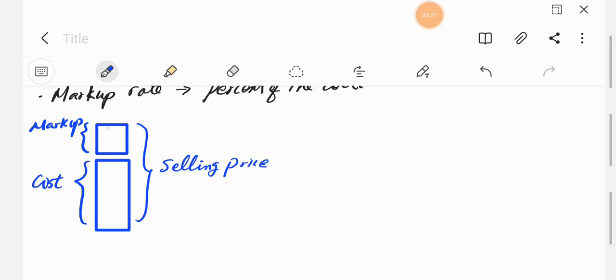So the markup comes from the cost. Like a 20% markup. 20% markup means that is the markup rate. So it will be 20% of the cost, right? So this amount will be, for example, X% of the cost. So the cost will be the base, isn't it? This will be the base.